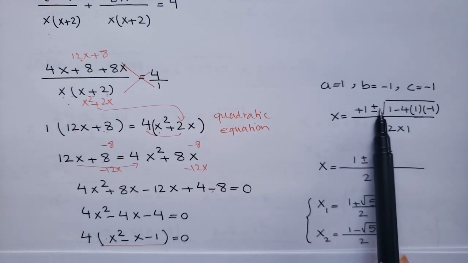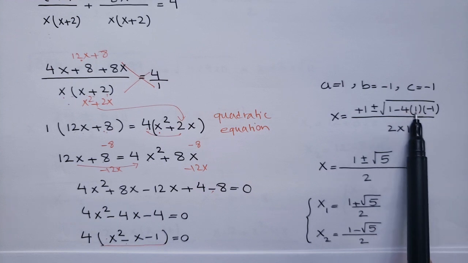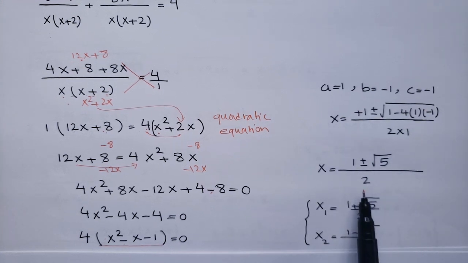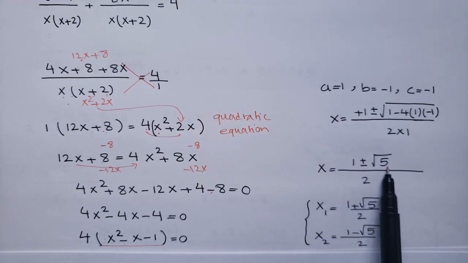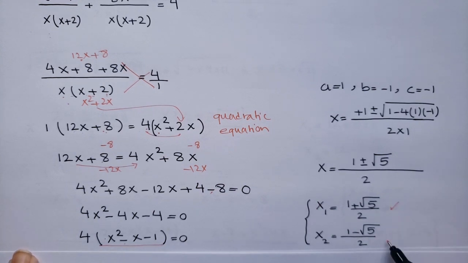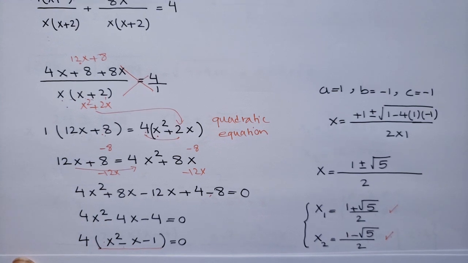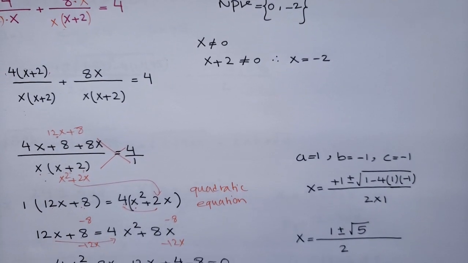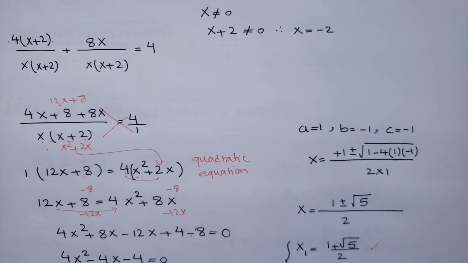x is negative B plus or minus the square root of B squared minus 4 times AC, and the denominator is 2 times A. After simplification, that would be 1 plus or minus radical 5 divided by 2. So you have 2 roots. And after this step, you have to make sure the roots do not overlap or are not the same value as your NPV. Otherwise, they wouldn't be accepted. But here, your NPV values, if you can remember, were 0 and negative 2. But your roots are something different. So both of the roots are accepted.